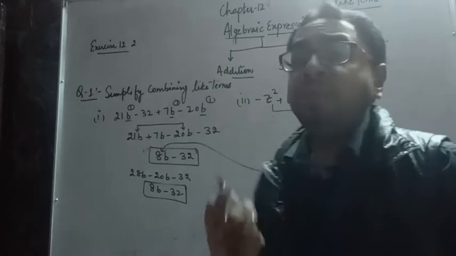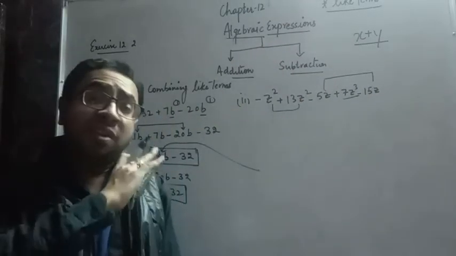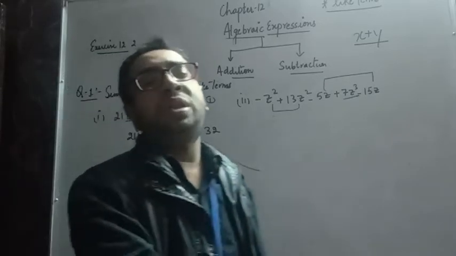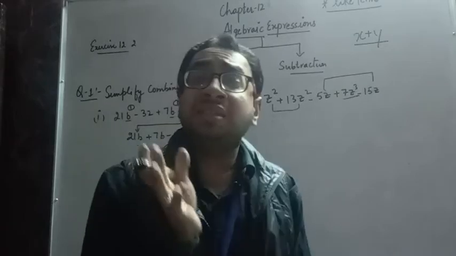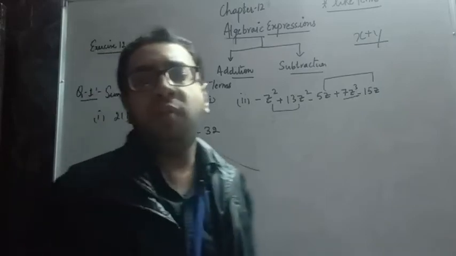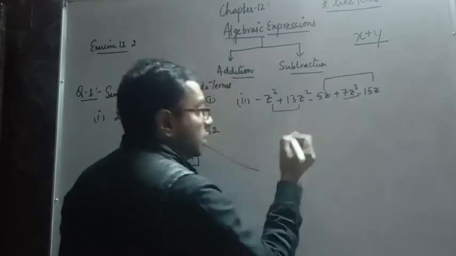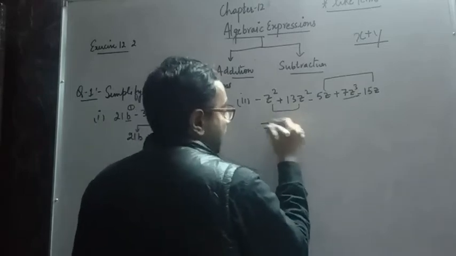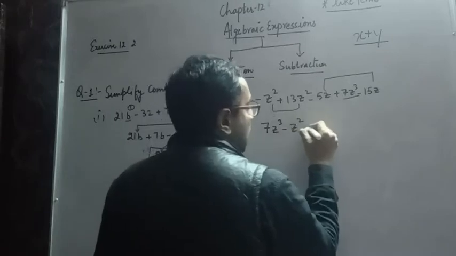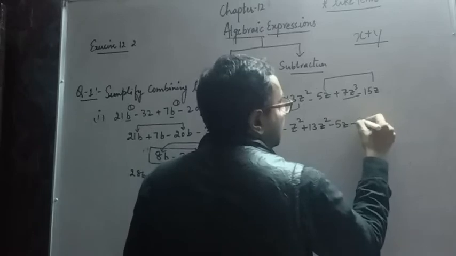Whenever we represent any algebraic expression, remember the first important rule: we write the algebraic expression in terms of power, from descending to ascending power. Descending power means the term with the highest degree comes first. So we'll write 7z cube first. After 3, what is the highest degree? 2. So we'll write minus z square plus 13z square, minus 5z and minus 15z as it is.